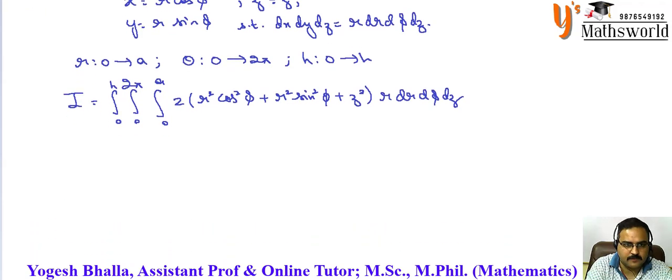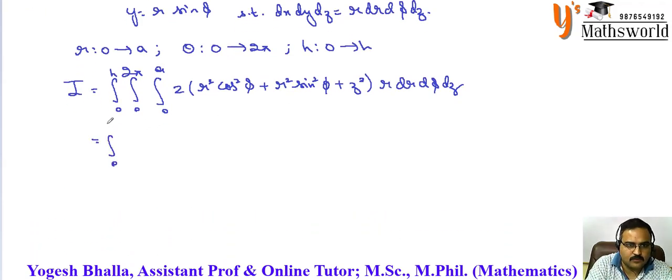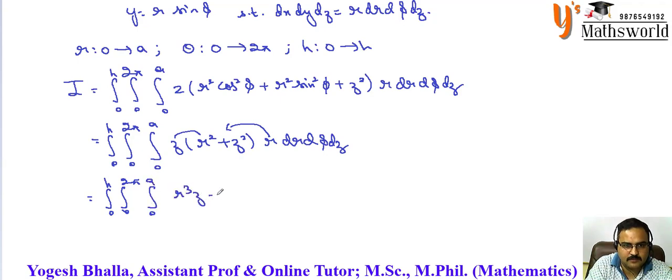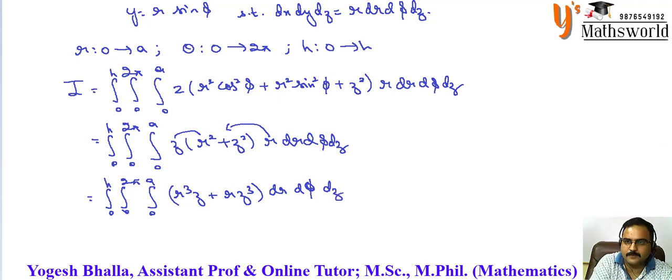So the result will be the integral from 0 to h, 0 to 2 pi, 0 to a of z into (r square plus z square) into r dr d phi dz. First of all, we open the brackets, so the integrand becomes r cube z plus r z cube, into dr d phi dz.